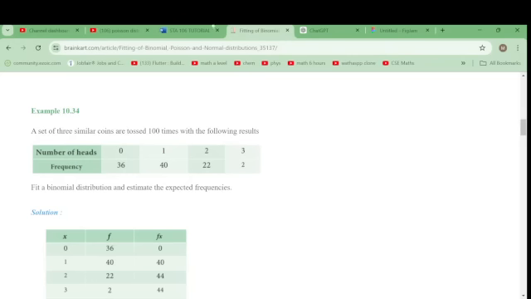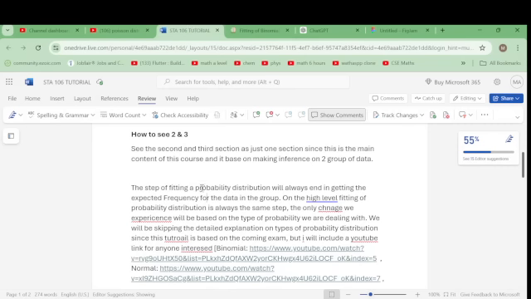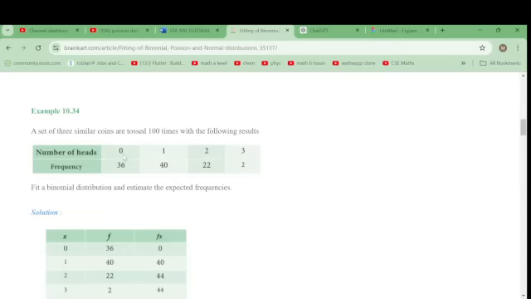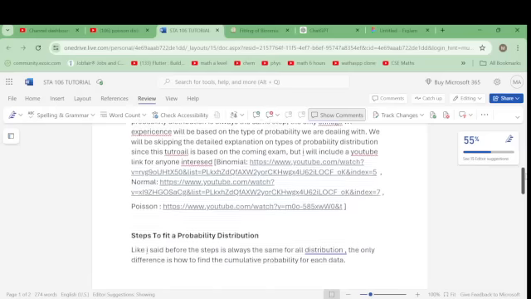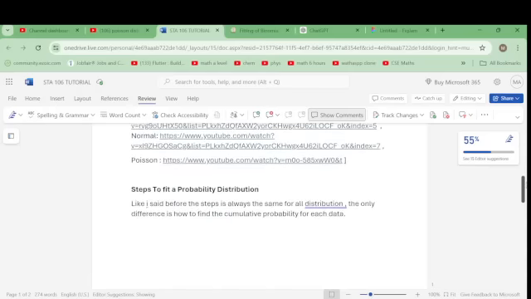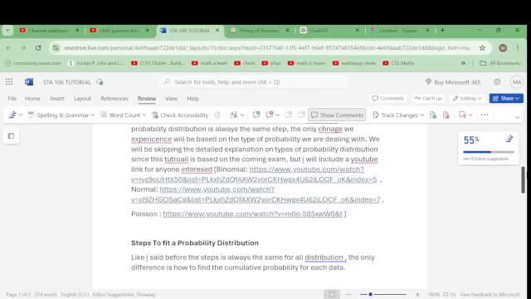Now if you're given this type of data, the step of fitting a probability distribution will always end in getting the expected frequency for the data in the group. When they say you should fit a probability distribution, what are you doing? You are just getting the expected frequency for each of these things here. They give us one frequency, that's the observed. Then you will get the expected frequency for each of the data here. After getting the expected frequency for each data, we compare it. We use goodness of fit, maybe chi-squared or something. But in our tutorial, we are going to use the chi-squared. That's what the lecturer used.